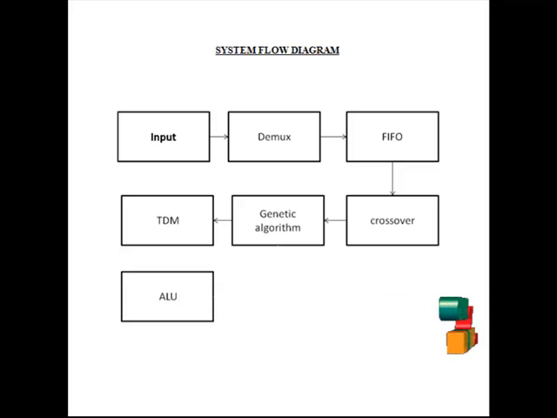The genetic algorithm consists of four steps. The first step, the selection process. The second process, the mutation function. The third process, the transfer condition. Finally, we give the output to the fitness function. The fitness function generates the fitness function output. The fitness function output passes into the TDM and ALU blocks. These two blocks are our application blocks. This is what our system flow diagram represents.